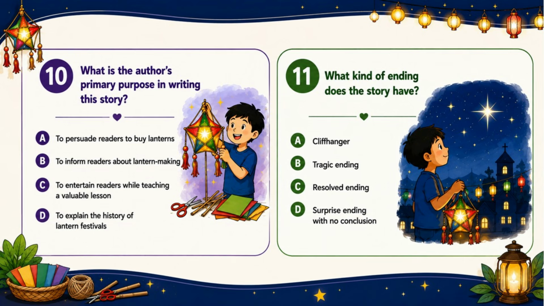Number 11. What kind of ending does the story have? A. Cliffhanger. B. Tragic ending. C. Resolved ending. D. Surprise ending with no conclusion.